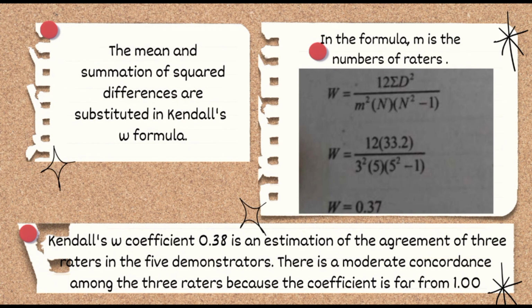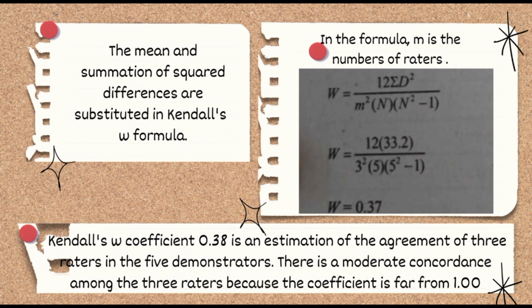The 33.2 is the summation of the squares from the table, the d squared in the last column, the summation of those numbers. Then below, the 3 squared, the 3 is the number of raters, and if I'm not mistaken, the 5 is the number of demonstrations or demonstrators, which has an answer of 0.37.